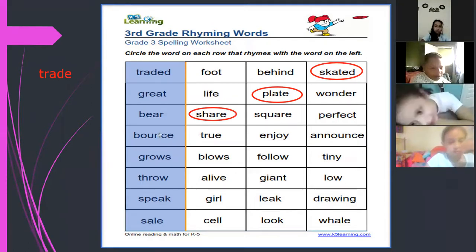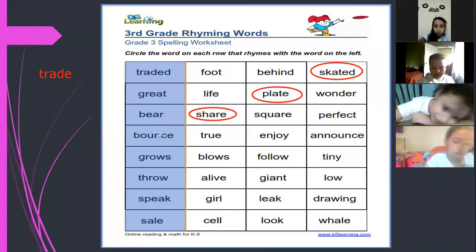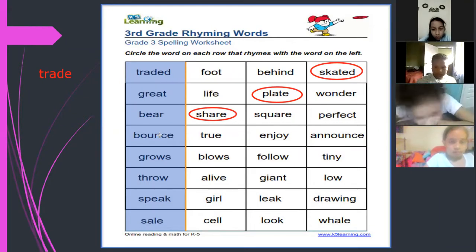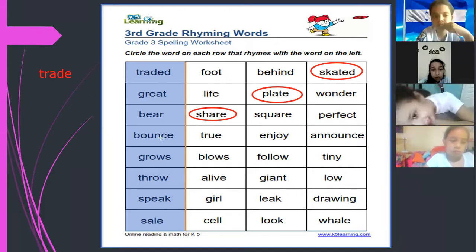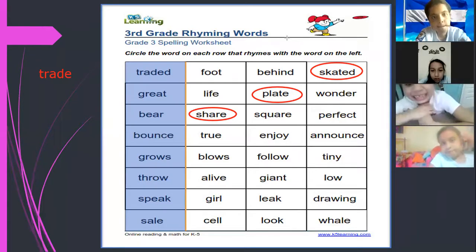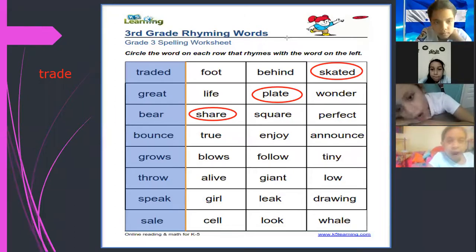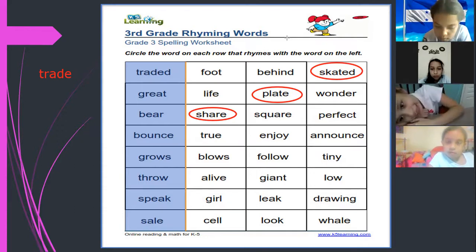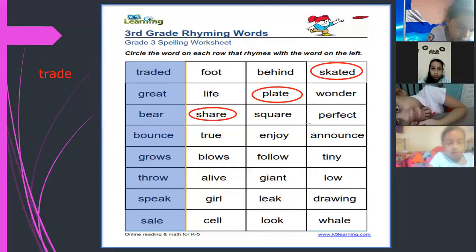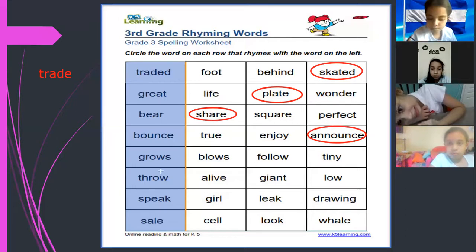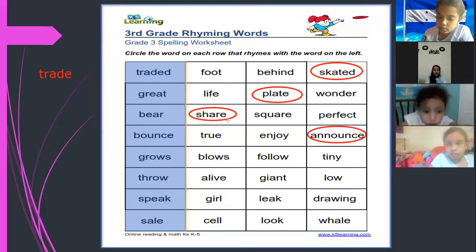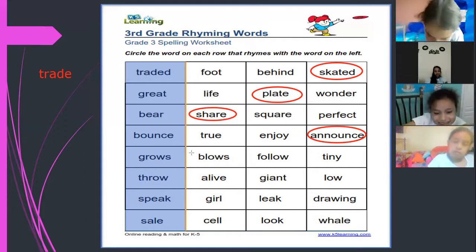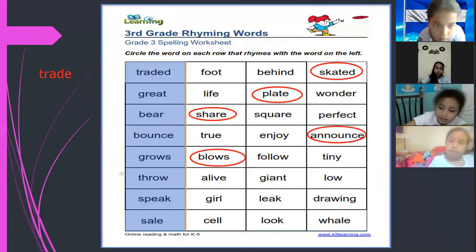It is bounce. What word rhymes with bounce? Announced. Announced, exactly. Announced. Yes. Maria Jose, gross. What word rhymes with gross? Blows. Blows, yes. That was easy.